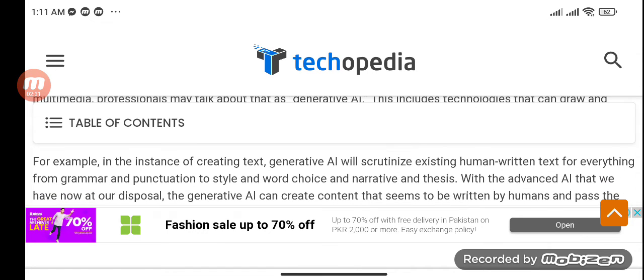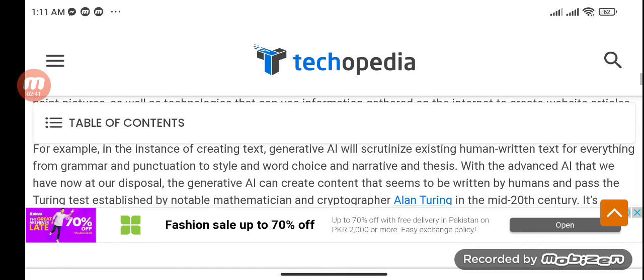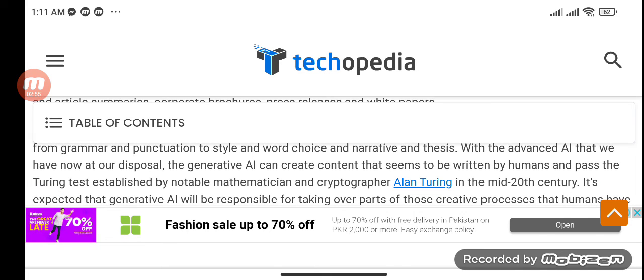For example, in the instance of creating text, generative AI will scrutinize existing human written text for everything from grammar and punctuation to style and word choice and narrative and thesis. With the advanced AI that we have now at our disposal, generative AI can create content that seems to be written by humans and pass the Turing test established by a notable mathematician and cryptographer in the mid 20th century.